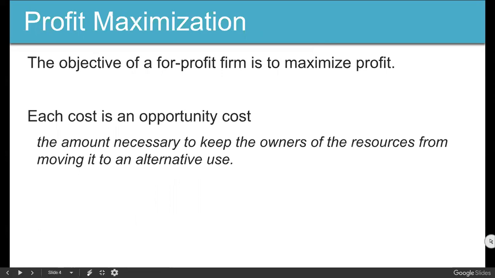But, okay, I already talked about this. The goal for the for-profit firm is to make the most profit possible. To maximize, like making a computer screen take up the entire screen. That's what I'm doing with these slides here. To maximize the profit, get as much as you can.